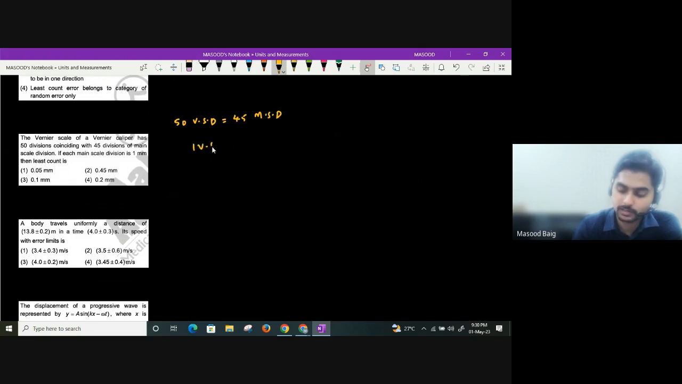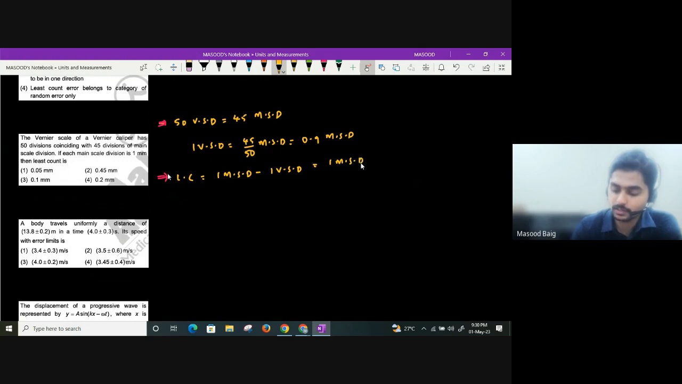So what will be one vernier scale division, beta? It will be 45 by 50 times of main scale division, which will be 0.9 times of main scale division. See, whether it is a normal caliper or an abnormal caliper, least count formula will be same, guys. What will be least count formula? It is 1 main scale division minus 1 vernier scale division. We got 0.9 main scale division, guys. So I'll get this as 0.1 main scale division, and main scale division is given as 1 mm, guys. So I'll get the answer as 0.1 mm only.